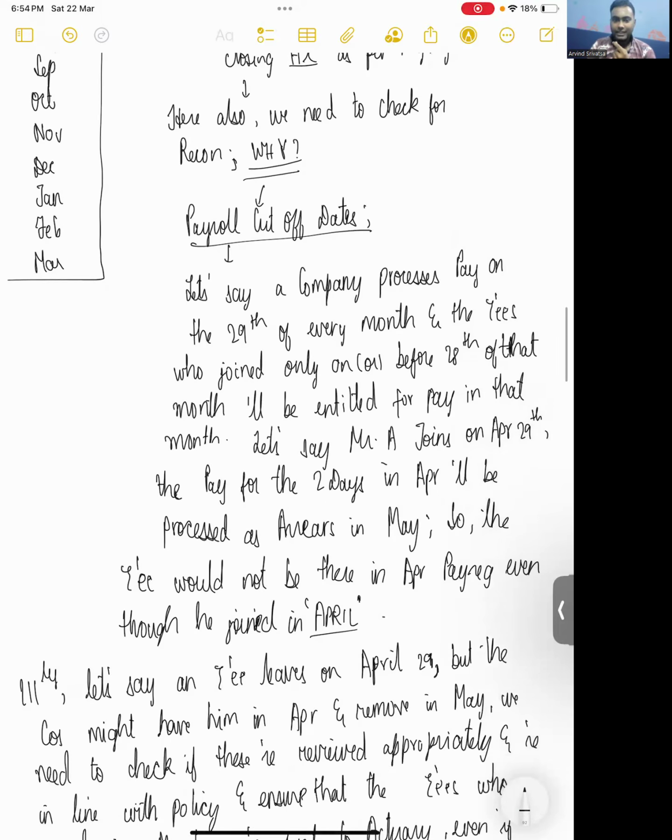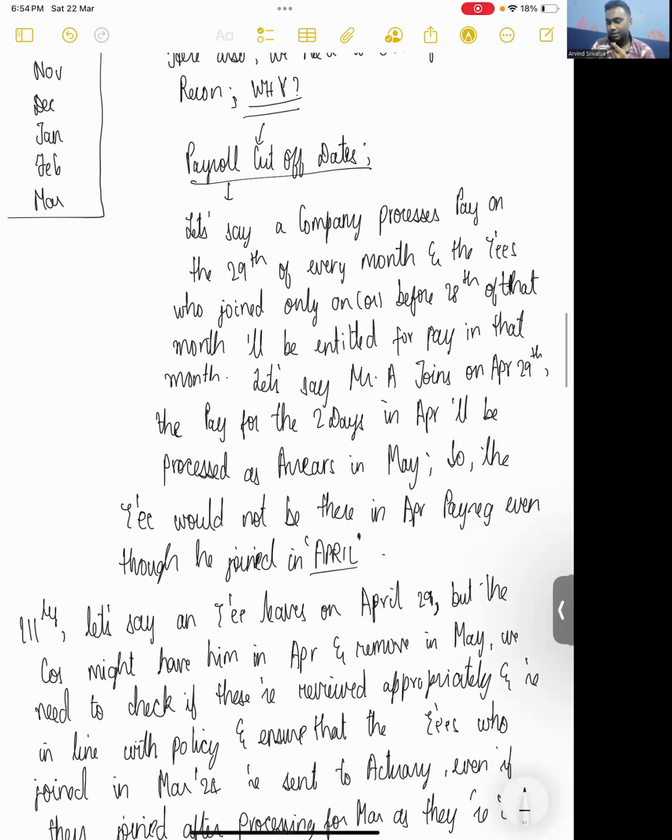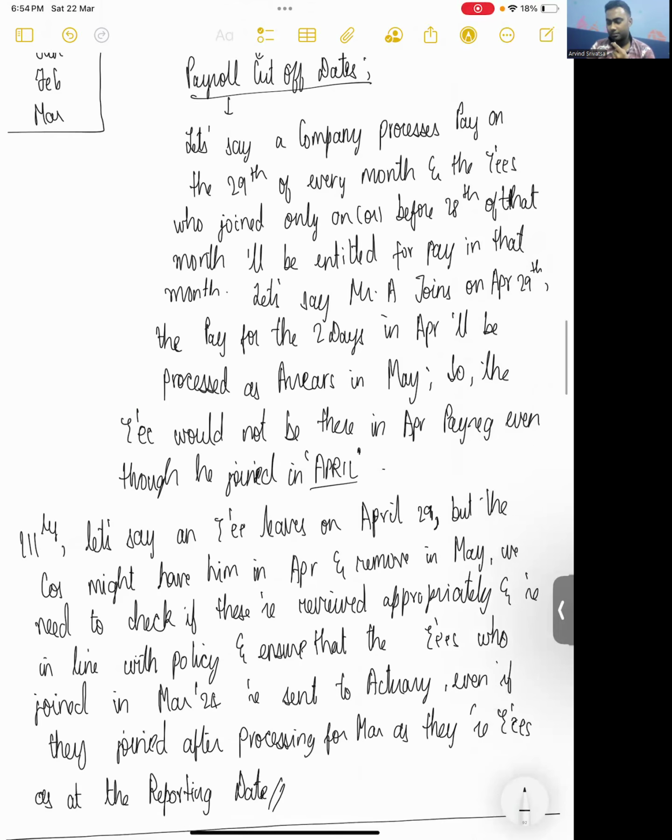And similarly, let's look at a deletion example. Let's say the employee leaves on April 29th, but the company might have him in the April pay register and remove him in May. So we need to check if these are reviewed appropriately and are in line with the policy, and ensure that the employees who joined in the financial year ending March 2024 are sent to the actuary, even if they joined after processing for March. Like I told in the example, let's say someone joins on March 29th, 2024. So for actuarial valuation, we will discuss what actuarial valuation is.